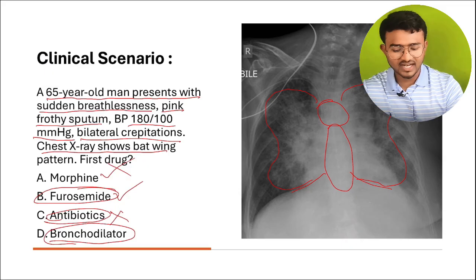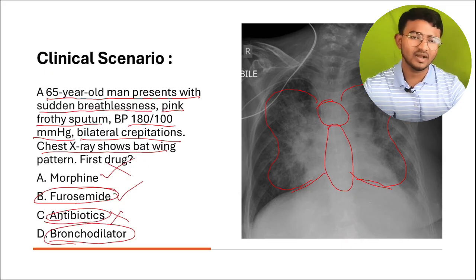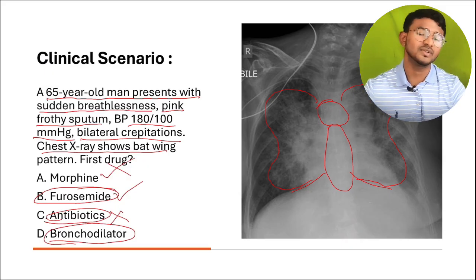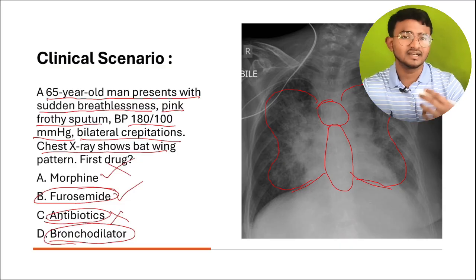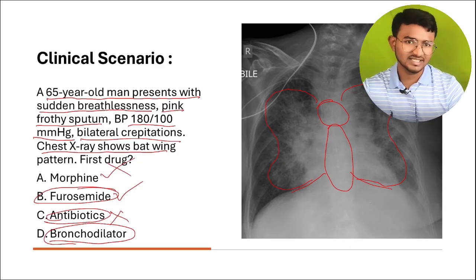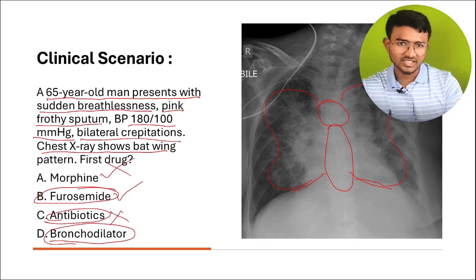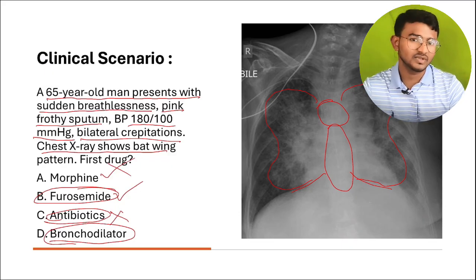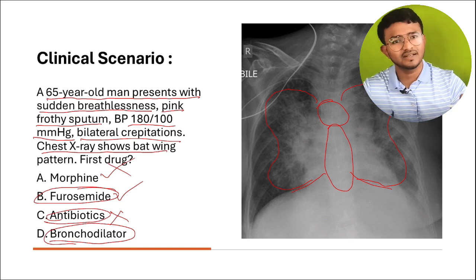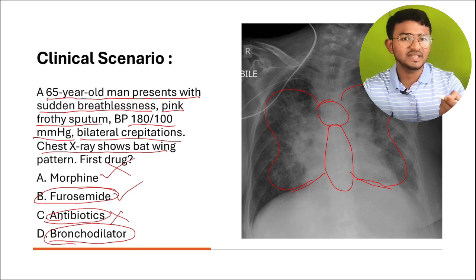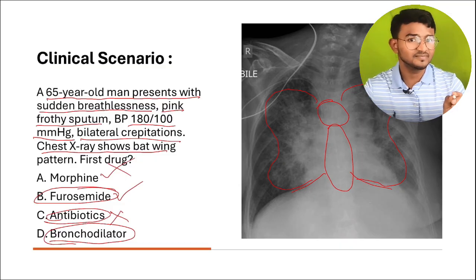Next one, bronchodilators. If any patient has asthma, narrowing of bronchioles, then only we have to use SABA, like salbutamol or albuterol, or steroids like hydrocortisone or montelukast. These bronchodilators we can use when it becomes asthma. But here the patient has pulmonary edema, so the first line management is furosemide, a loop diuretic, right?